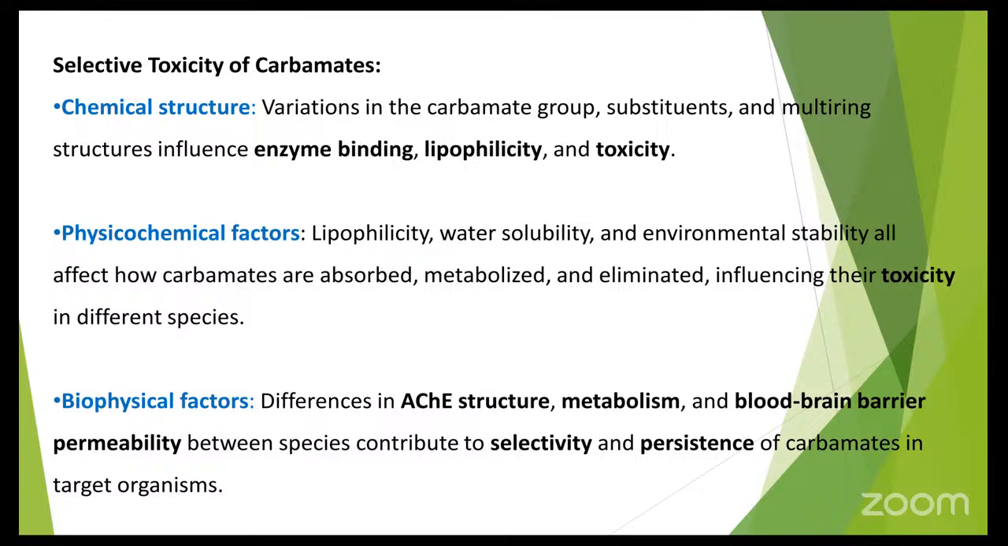Coming to the chemical structure, though a few carbamates like aldicarb and isolan are highly toxic to both insects and mammals, others like carbaryl show different toxicity to insects and vertebrates. Even among insects and other arthropods, some of the carbamates show species specificity. For example, dimetan is highly selective for aphids, and dimetilan is an effective stomach poison for flies. So this is how it varies. Variations in the carbamate group, substituents, and multi-ring structure greatly influence enzyme binding, lipophilicity, and toxicity.